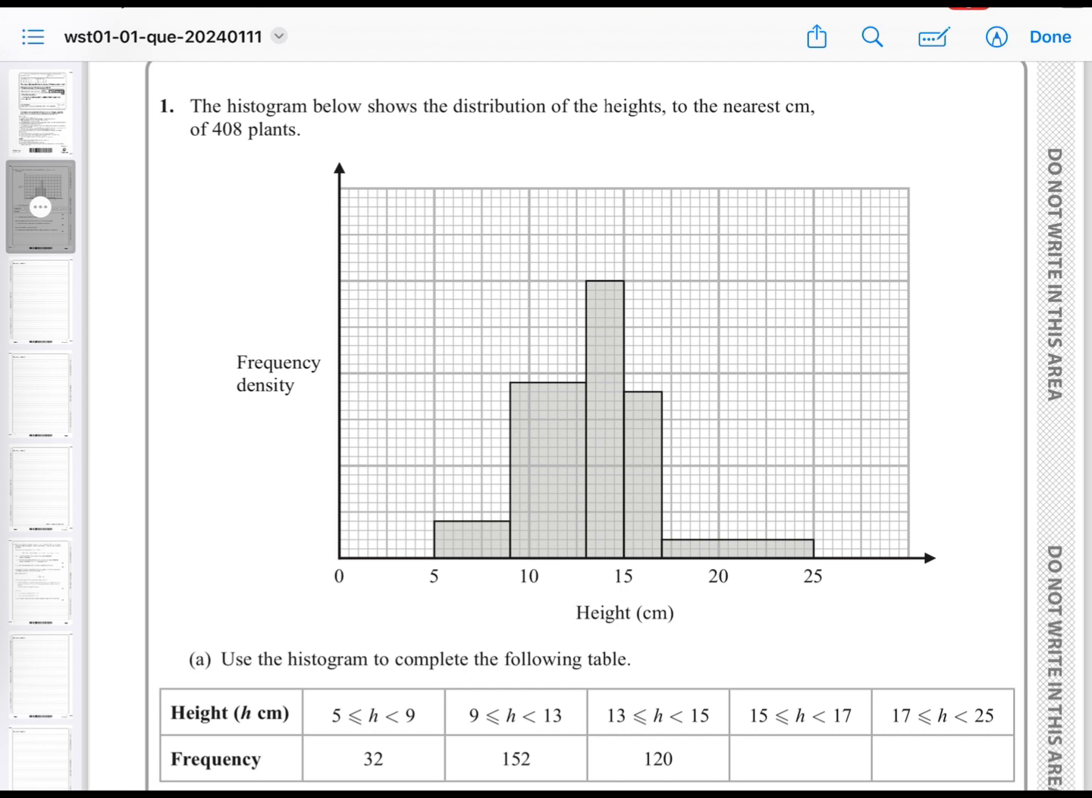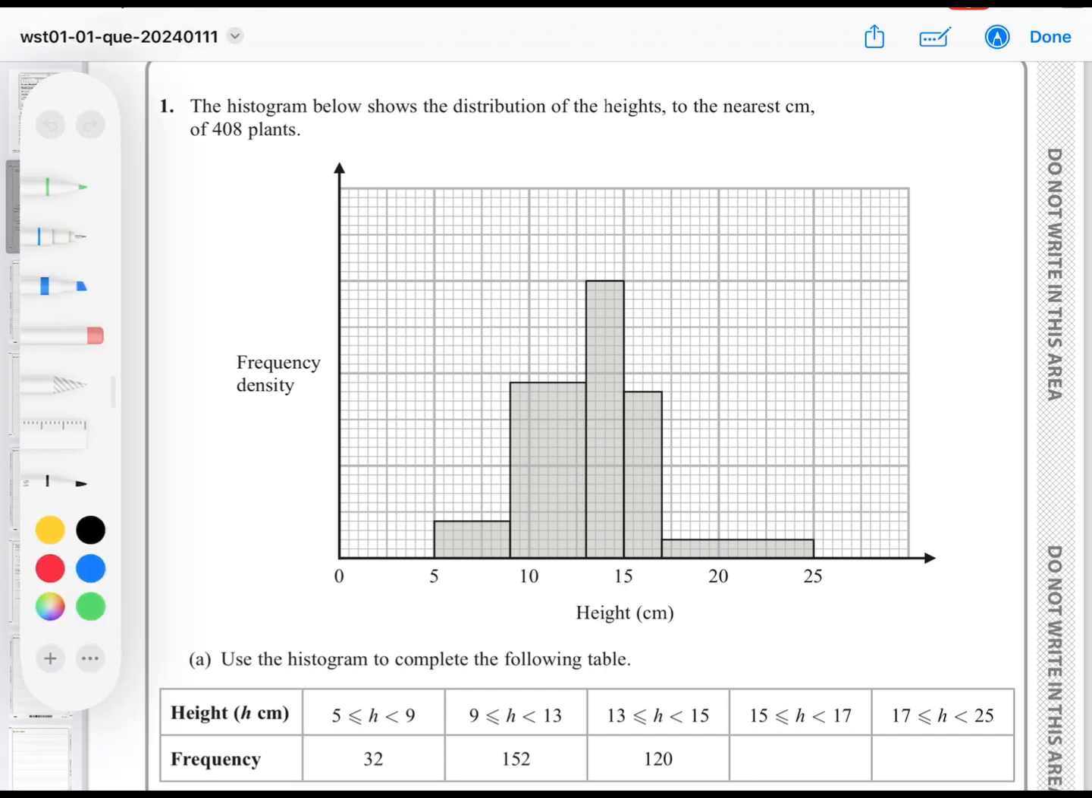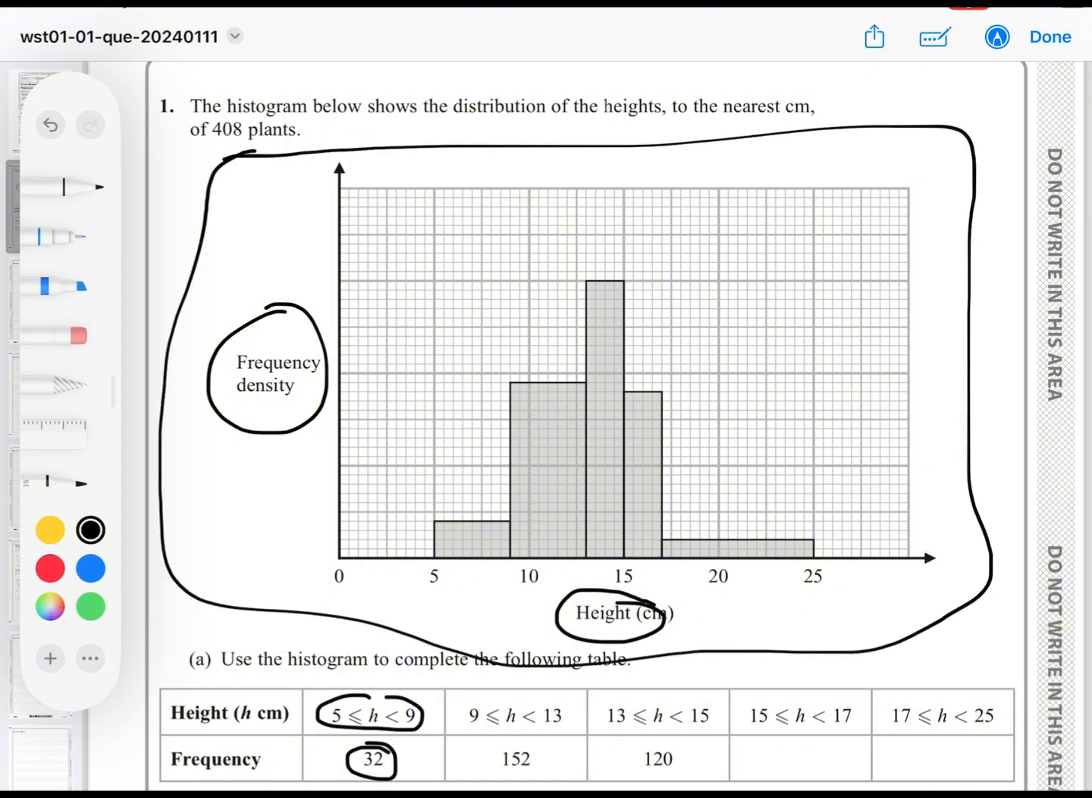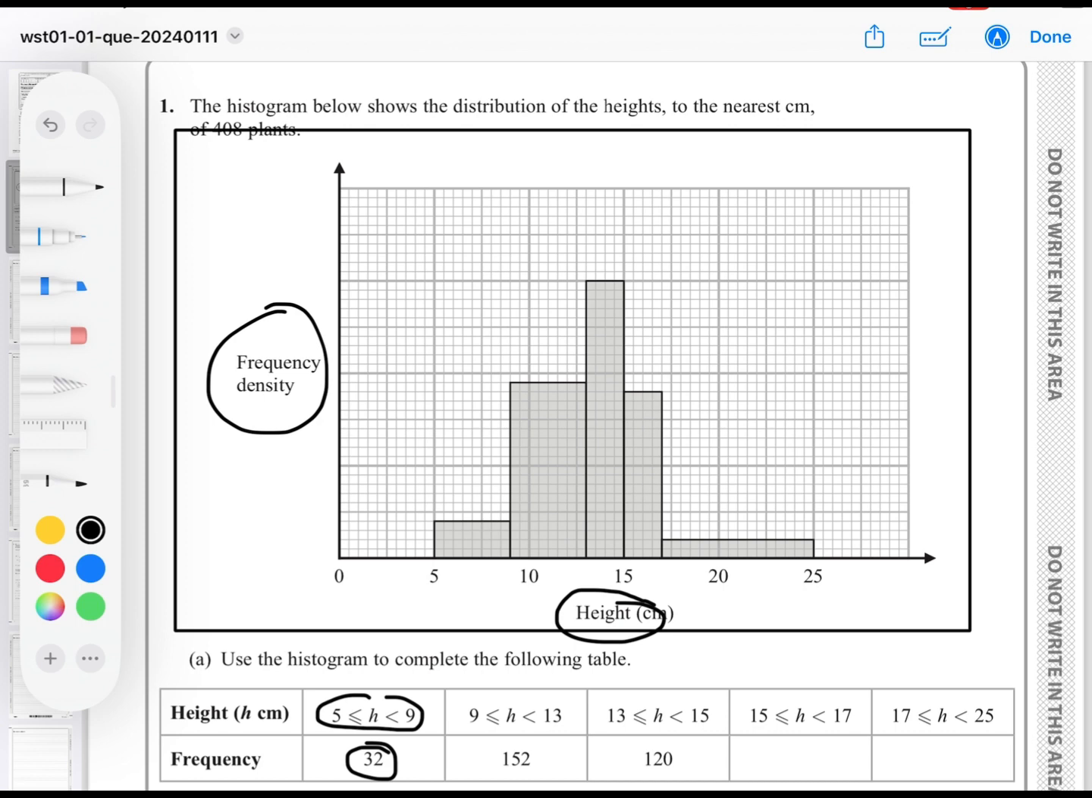Now you can see the histogram is given, with the frequency density and the heights on the x-axis. From 5 to 9 the frequency is 32, but this histogram represents the frequency density. So you must know the formula for the frequency density: frequency upon class width. Let us check the first one. The frequency given here is 32.